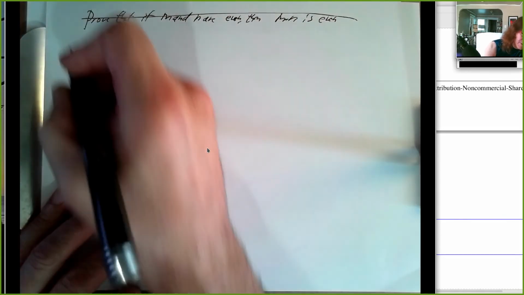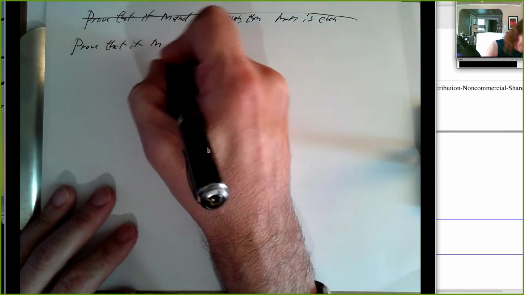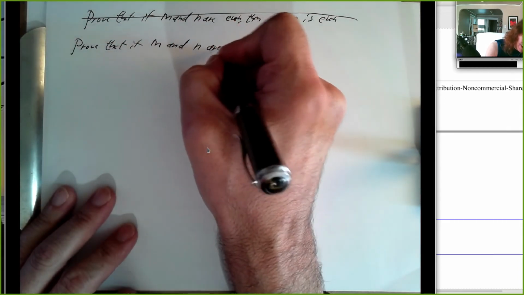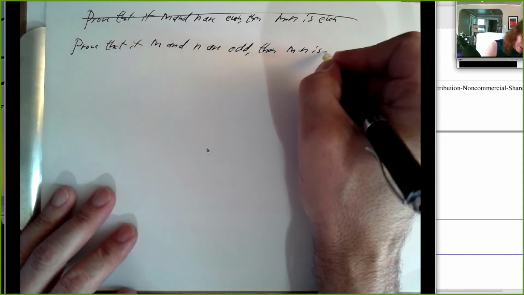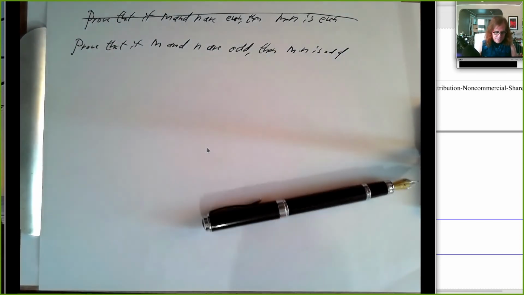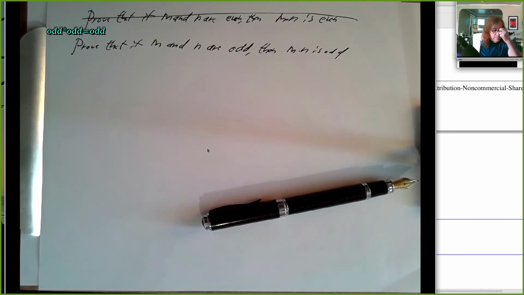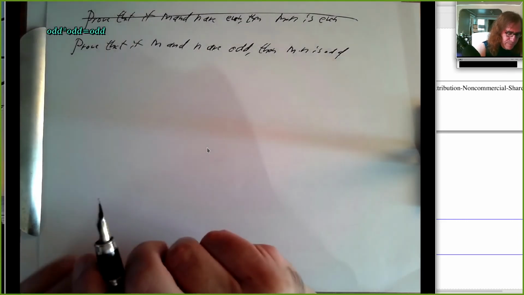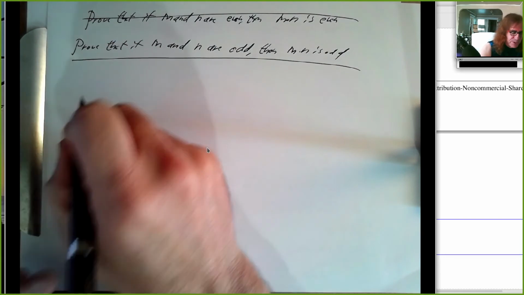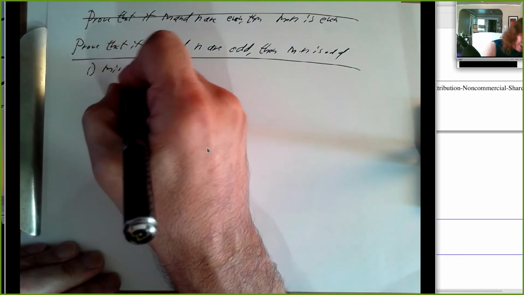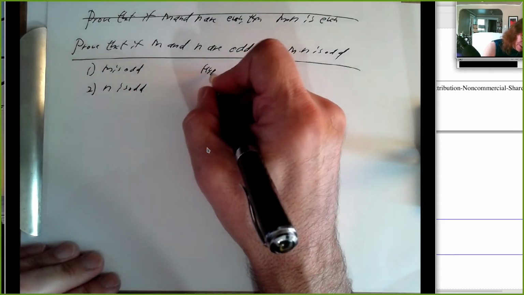But let's do something a little trickier. Prove that if m and n are odd, then m times n is odd. All right, let's assume our hypothesis. 1, m is odd. 2, n is odd. Those are both hypotheses.